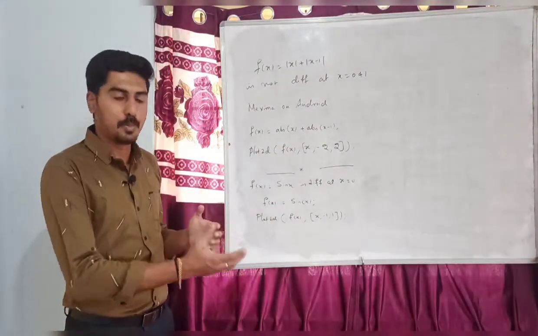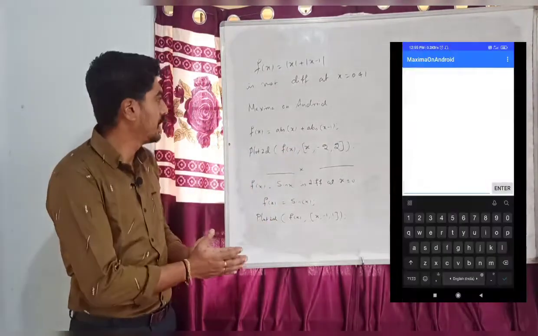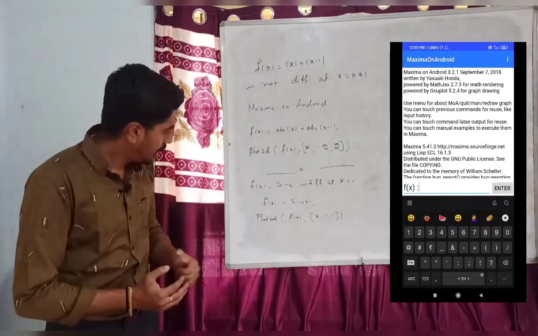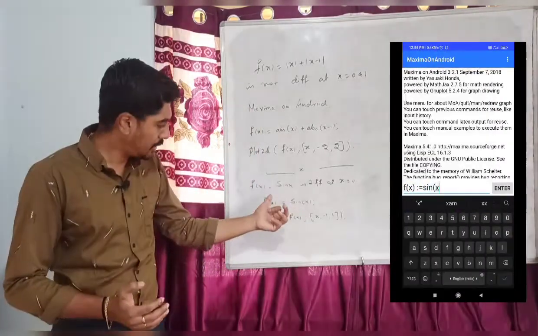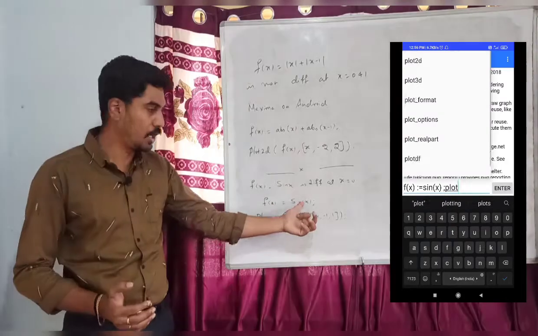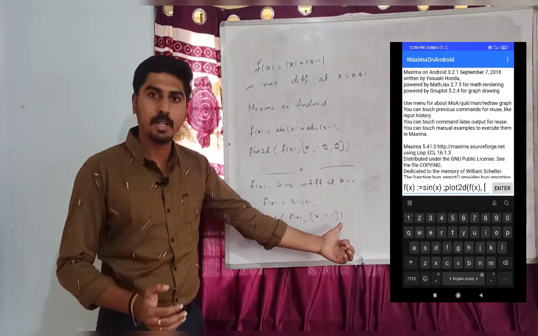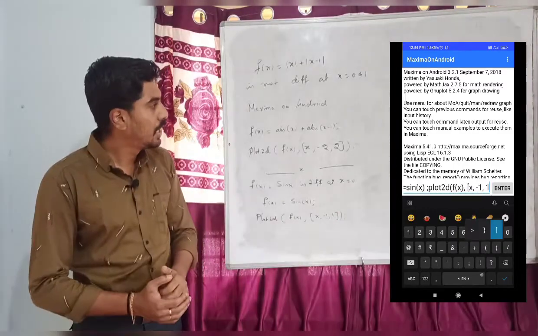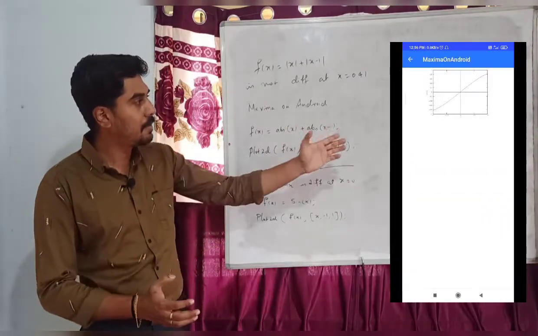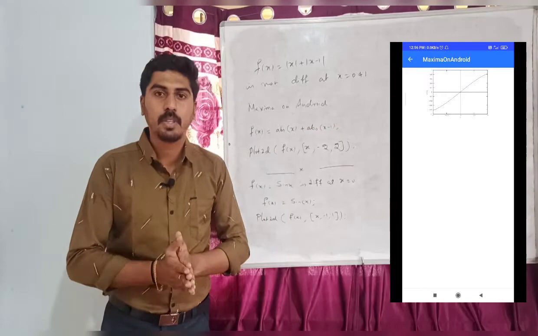Similarly, we shall try to plot this function in Maxima on Android. First, define this function f of x colon equal to sin of x, and plot this function in the interval minus 1 comma 1 using this command. I get a graph like this.